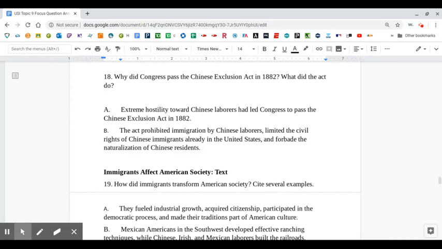In 1882, the United States Congress passed the Chinese Exclusion Act. During this period of time, there was a lot of hostility towards Chinese laborers, which led Congress to pass this act. It prohibited immigration by Chinese laborers, limited the civil rights of Chinese immigrants already in America, and outlawed the naturalization of Chinese residents. So really an anti-Chinese bill in 1882.